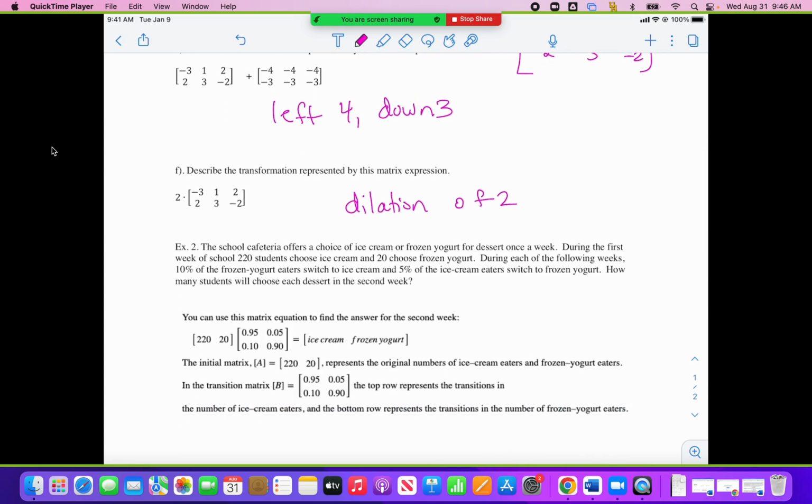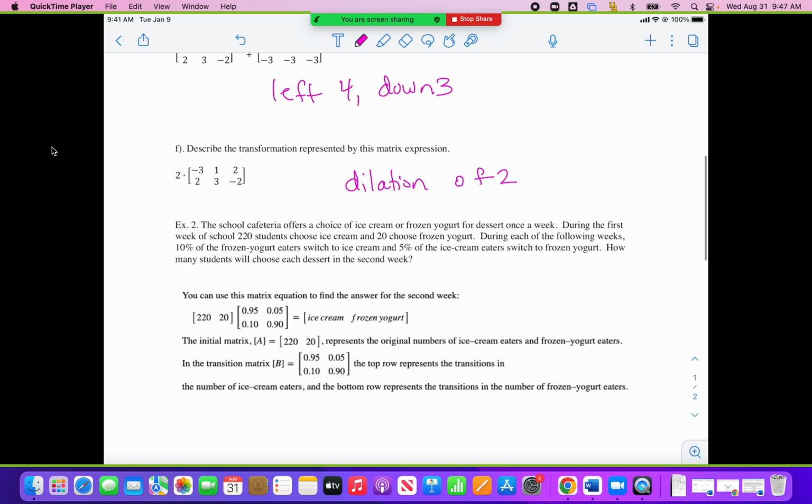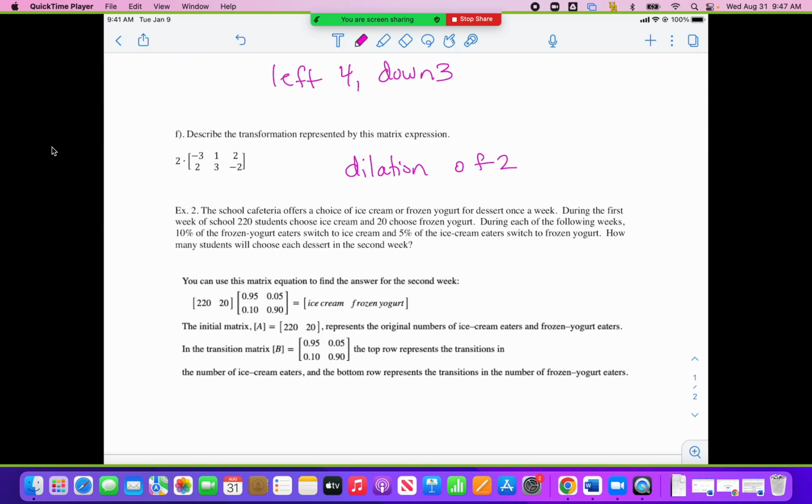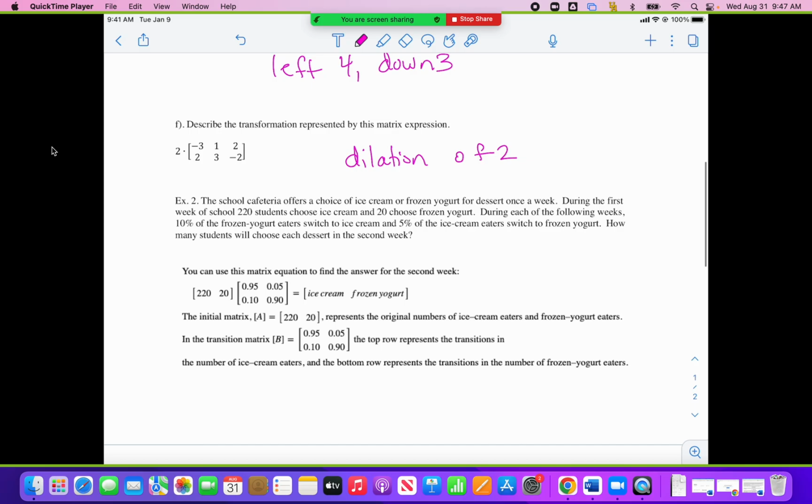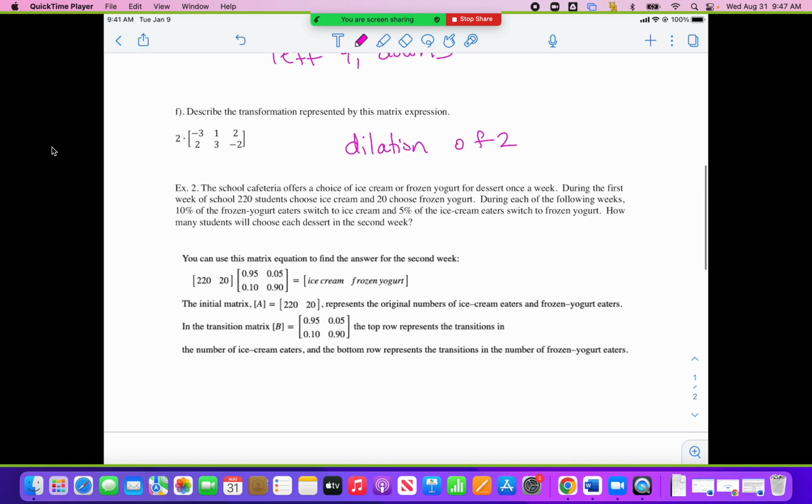All right, and then here's just another word problem for us to look at because matrices are used in the real world. That's what we need them for. So example 2 says the school cafeteria offers a choice of ice cream or frozen yogurt for dessert once a week. During the first week of school, 220 students choose ice cream and 20 choose frozen yogurt. During each of the following weeks, 10% of the frozen yogurt eaters switch to ice cream and 5% of the ice cream eaters switch to frozen yogurt. How many students will choose each dessert in the school each week?